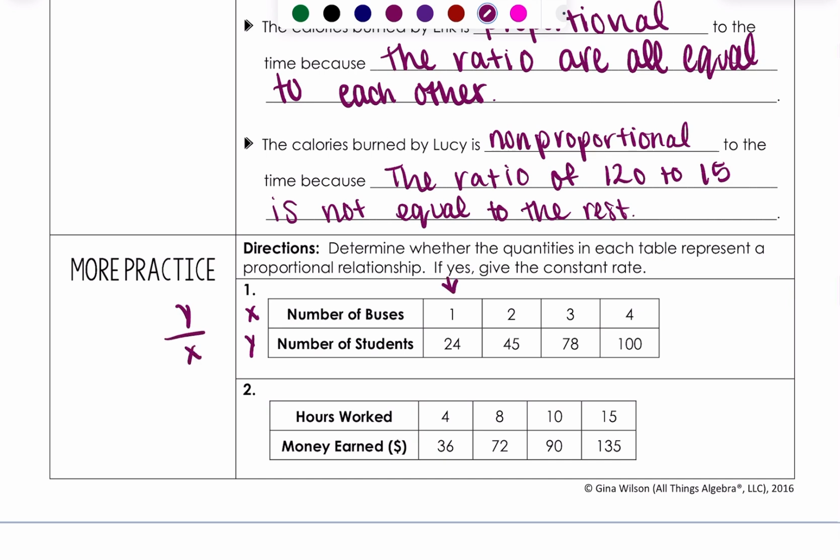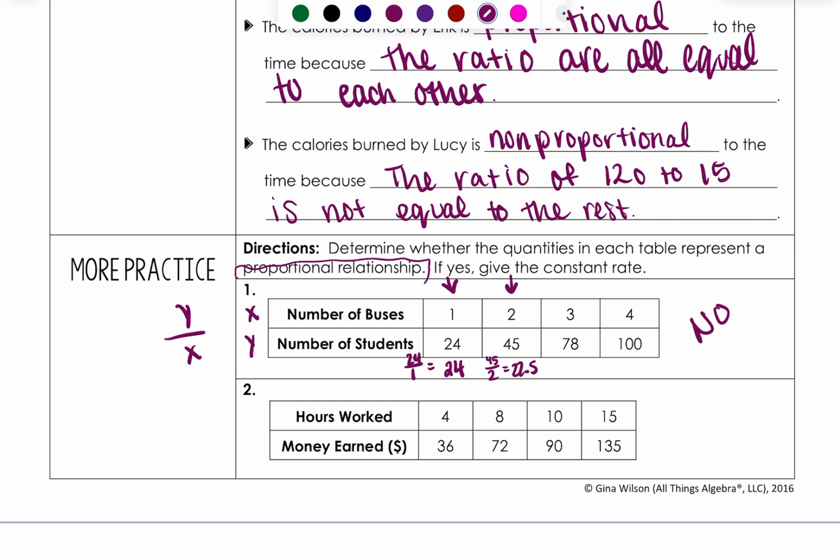For the first column that I have right here, I would have to do 24 divided by 1. 24 divided by 1 does give me 24. So that means in order for this to be proportional, all the other columns have to equal 24. So now looking at the second column, I have 45, because once again, it's y over x, 45 divided by 2, and that gives me 22.5. That does not equal 24, so right off the bat, we can see that they're not going to equal the same thing. So my relationship here is no, because we're just determining whether this is proportional or not.